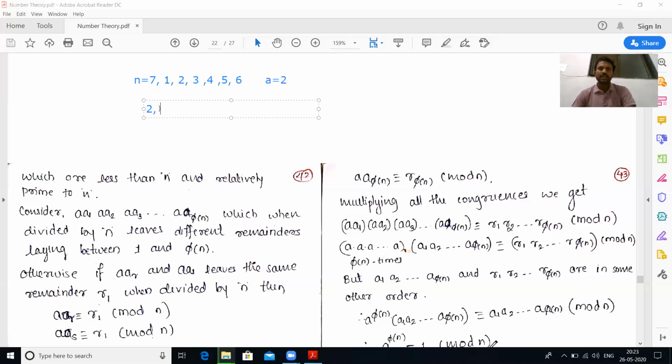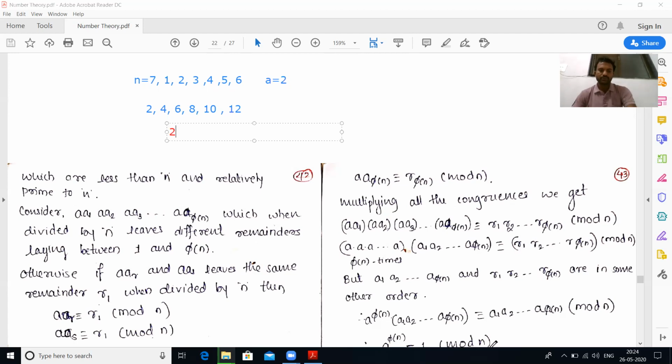Next, a times a2 is 4, a times a3 is 6, a times a4 is 8, a times a5 is 10, and a times a6 is 12. Now we have to divide these numbers by n. N is 7. So dividing 2 by 7, the remainder is 2. In the next line I will write only the remainders.